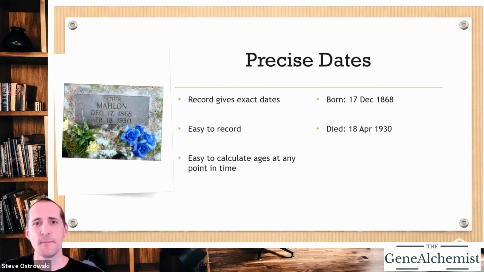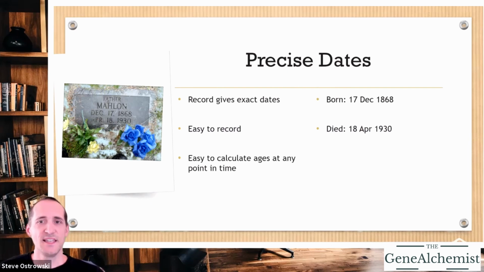So what is a precise date? If we're lucky, a record might give an exact date. Here's a tombstone example, one of my ancestors, and it says specifically the day that he was born and died. 17th of December, 1868, died 18th of April, 1930. This is easy to record. When we open up our genealogy programs, they'll usually give us fields for day, month, and year, or we type it in a certain format. Here it has it right for us. Everybody's going to record this the same way. If I gave this tombstone picture to 5 different people, they're probably going to record the same.